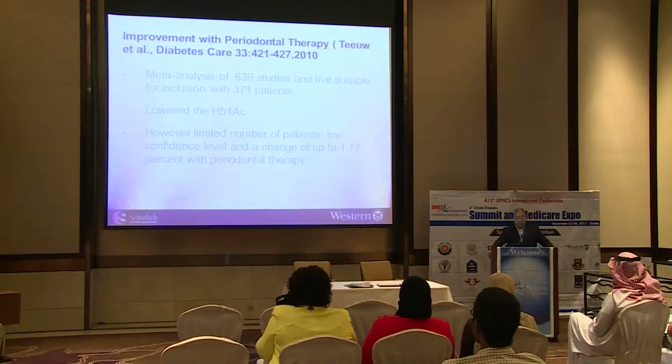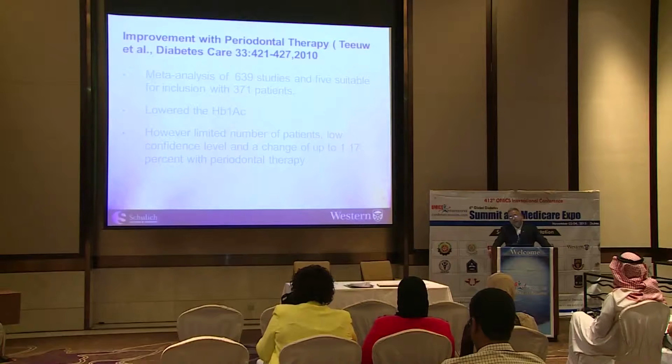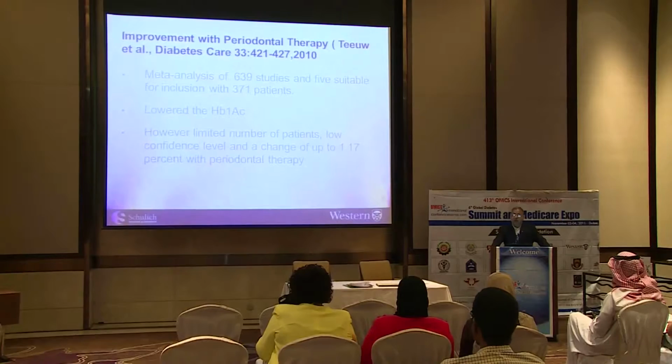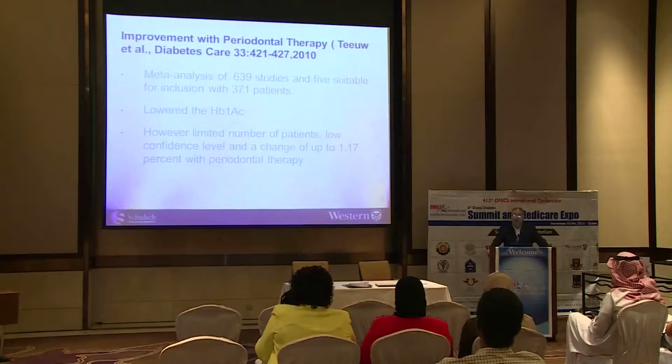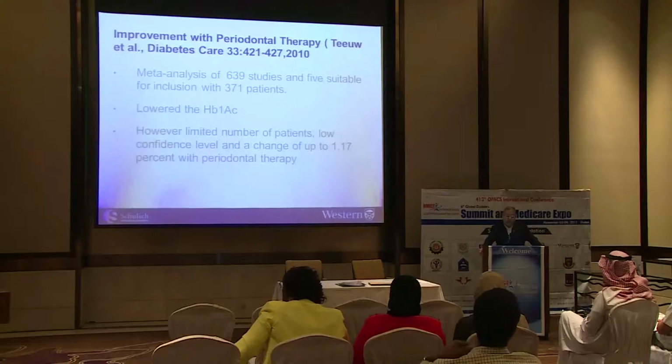And then there's a meta-analysis that was done in Holland, where they looked at 639 studies, and out of those, there were only 5 suitable studies with 371 patients. And what they did was they did the intervention of periodontitis treatment. And usually periodontitis treatment consists of impeccable oral hygiene, thorough debridement, sometimes antibiotics, resective or regenerative surgeries, and long-term maintenance. However, because of limited number of patients the confidence level was low, although they could show a reduction of 1.17% in A1C with periodontal therapy.